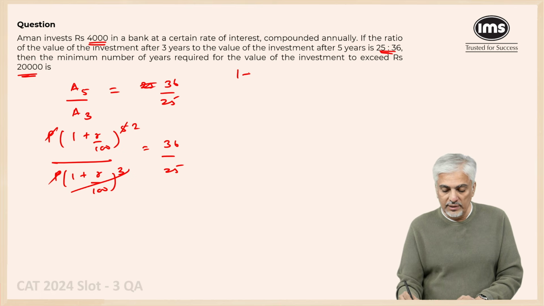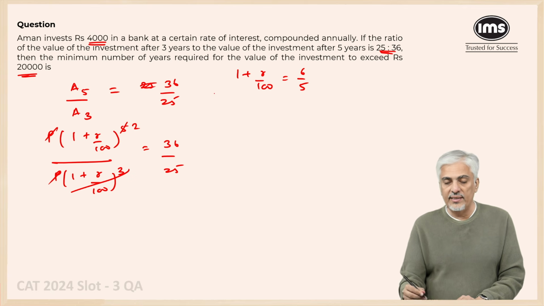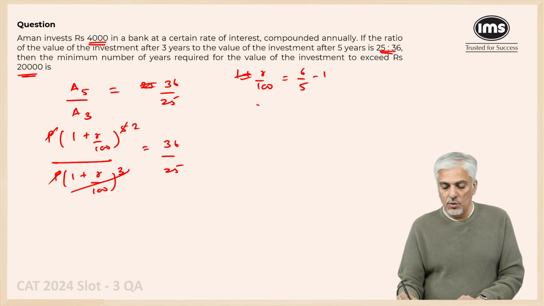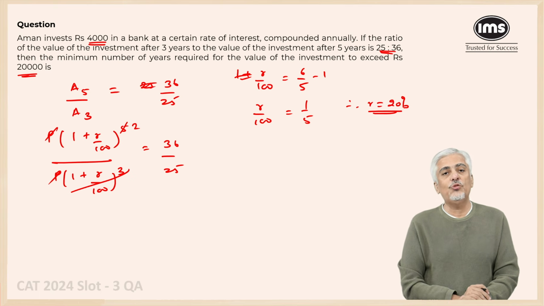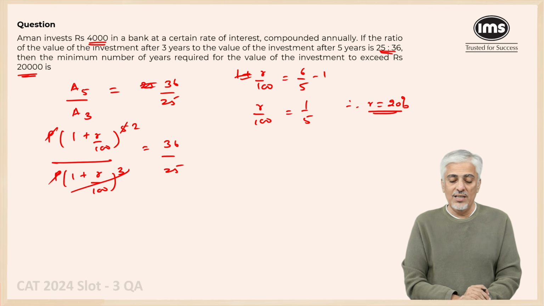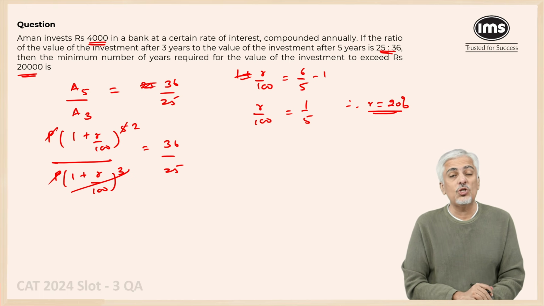Take square root on both sides. 1 plus R upon 100 is 6 upon 5. Take the 1 on the other side, so it will become minus 1. So R upon 100 becomes 1 by 5 and therefore R is 20%. Now the problem was, I needed to figure out how many years it will take for it to become 5 times. That's a huge calculation. Very frankly, luckily you had the calculator over here and you had to use the calculator.